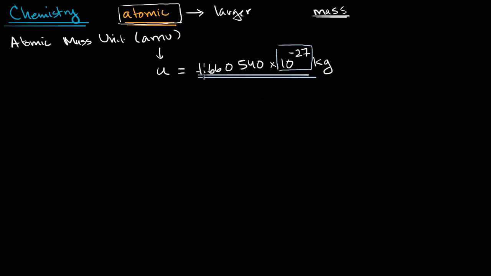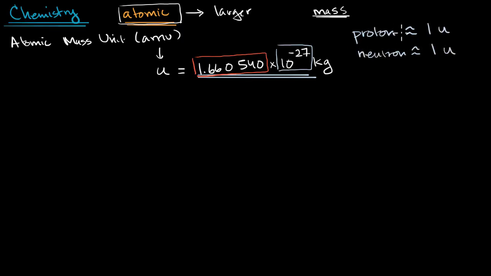The other thing you might appreciate is that this feels like a bit of a hairy number, 1.660540. Why did they define it that way? And the answer to your question is, this definition makes it a lot cleaner when we think about the mass of whether it's an atom or the constituents of an atom, like a proton or a neutron. Roughly speaking, the mass of a proton is approximately 1 unified atomic mass unit. The mass of a neutron is approximately 1 unified atomic mass unit.